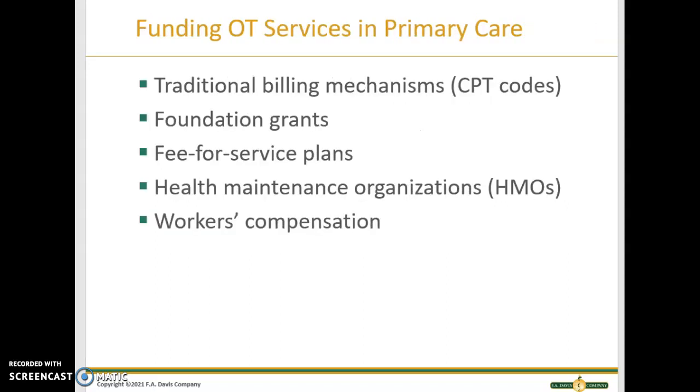Once we've provided those services and we've marketed those services, we also must consider funding for occupational therapy services in primary care. This commonly can be billed through traditional billing mechanisms utilizing CPT codes to bill for those services. One may also consider pursuing foundation grants or fee-for-service plans. Health maintenance organizations may also reimburse for occupational therapy services, and then workers' compensation for the injured worker certainly would reimburse for our services.